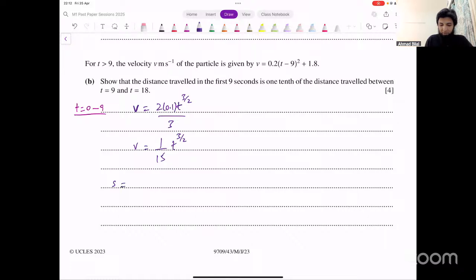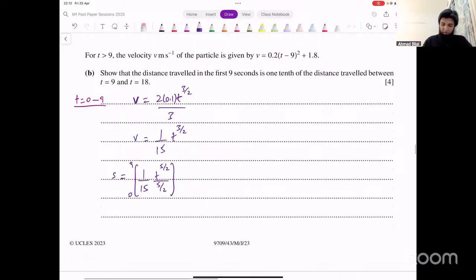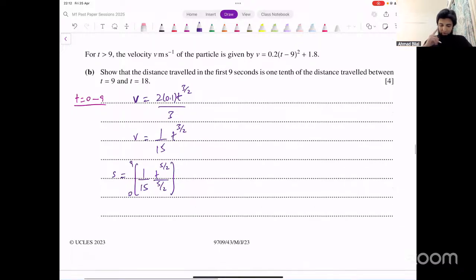What's the displacement going to be? 1 over 15 as it is into t raised to power 5 over 2 divided by 5 over 2. Input limits from 0 to 9. Can we simplify anything? We can take 2 to the numerator and it becomes 2 over 75 into t raised to power 5 over 2. Now you can input these limits from 0 to 9 and see what that gives us.